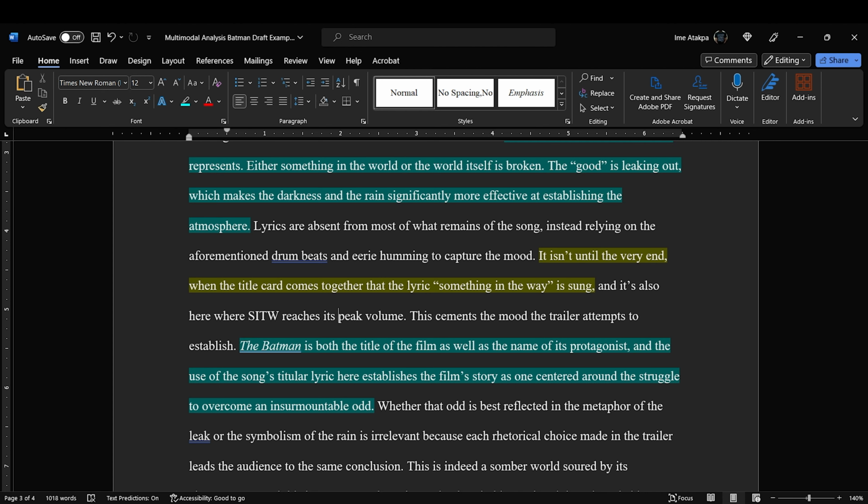The Batman is both the title of the film as well as the name of its protagonist. And the use of the song's titular lyric here establishes the film's story as one centered around the struggle to overcome an insurmountable odd. Now, my premise here is that there is a somber mood that is created by this trailer. Overcoming an insurmountable odd is certainly something that is harrowing. It's not a good time, right? So pointing that out helps to forward that idea that the film is effectively creating that somber mood.